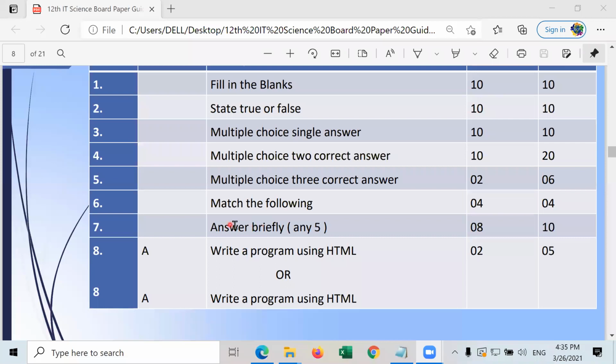So remember, you have to answer those questions in question number 7 very briefly. And remember, you have to type all answers. You do not have to use pen and paper.